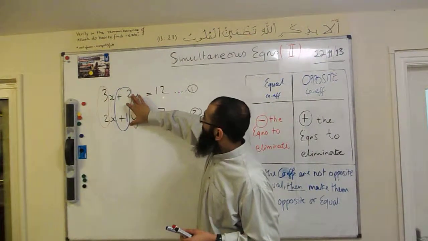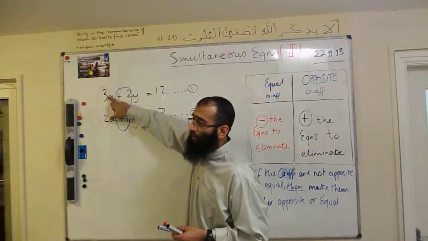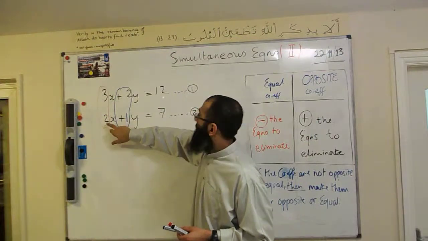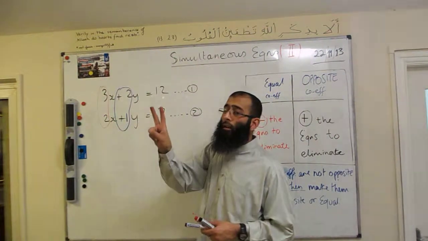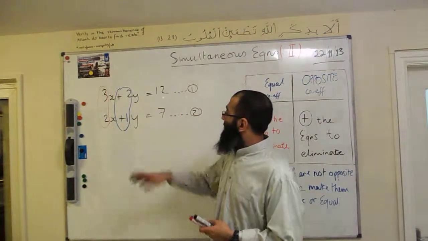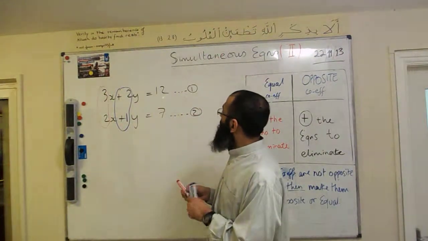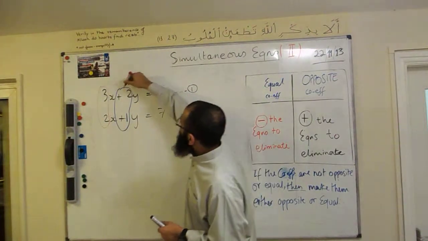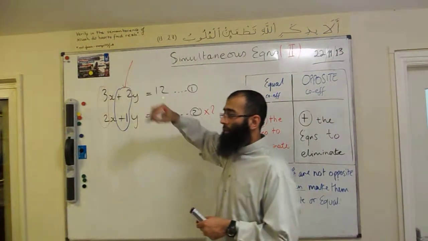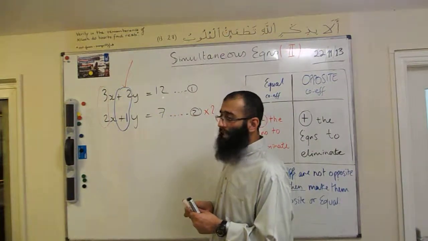So we have to now look at the 3 and the 2 and look at the 2 and the 1. Can I make the 2 into a 3? 3 into a 2? No. Can I make my 1 into a 2? Yes, by multiplying by 2. So that will be the least amount of work we can do, by multiplying this bottom equation by 2, and that will help us to eliminate the y's. So let's do that now.